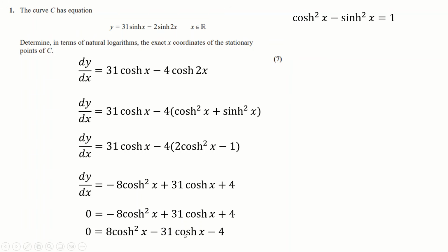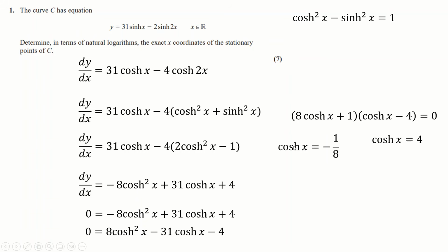This does factorize. Of course, you could just do a substitution and put it in your calculator, but it does factorize because 31 is quite close to 32, which gives you a hint that it's going to be this. I think you can double check it for me, which either means cosh of x is 4, or cosh of x is minus an eighth. Now, cosh of x can't be negative, so that doesn't happen.